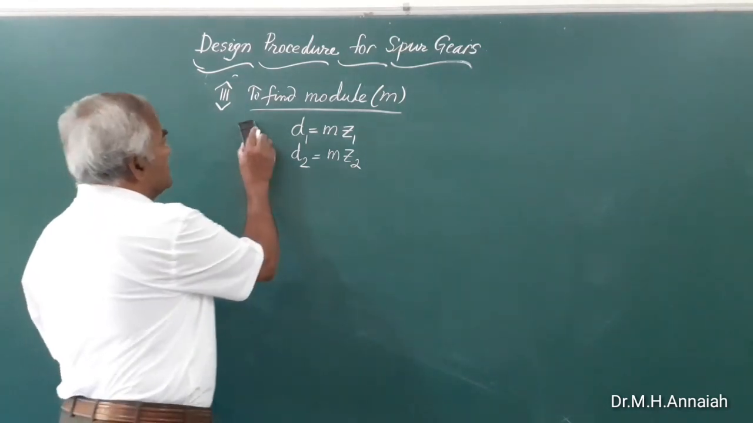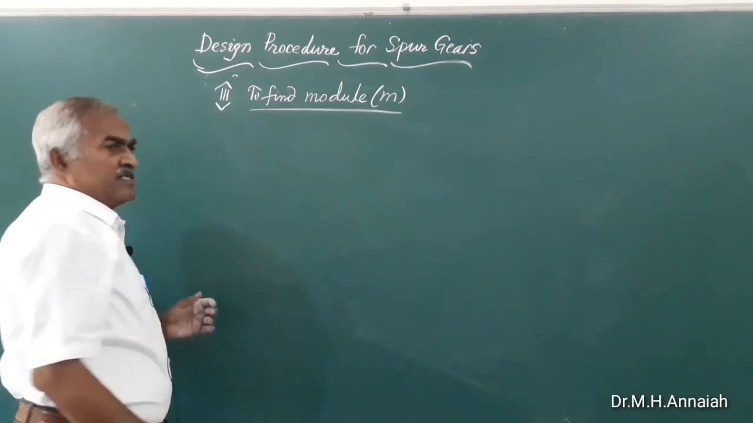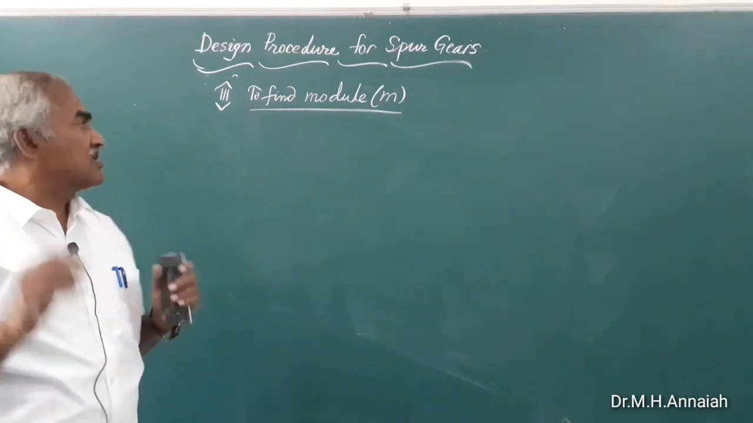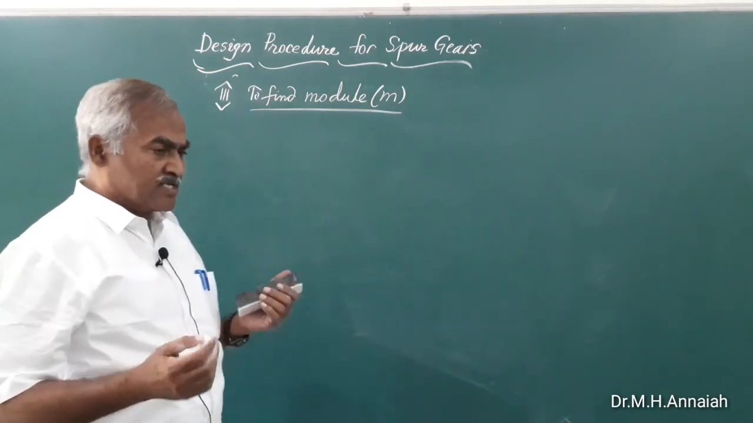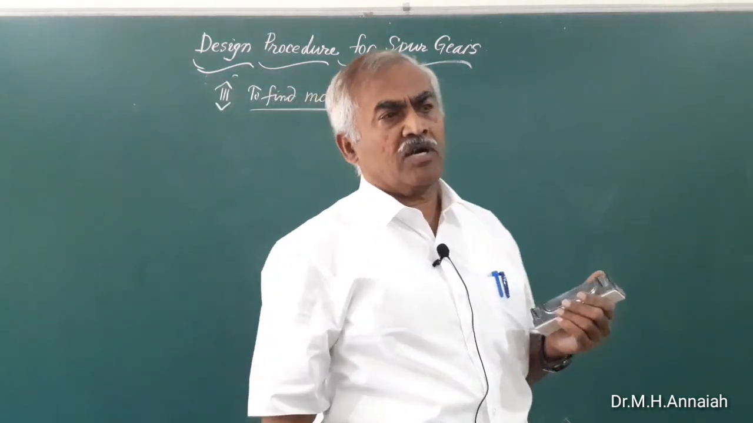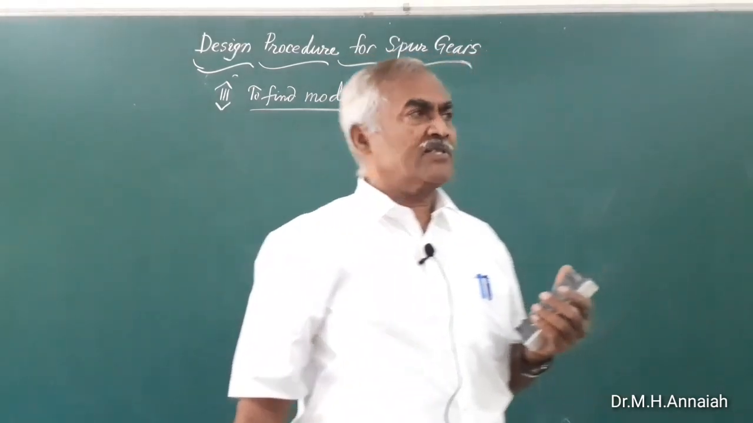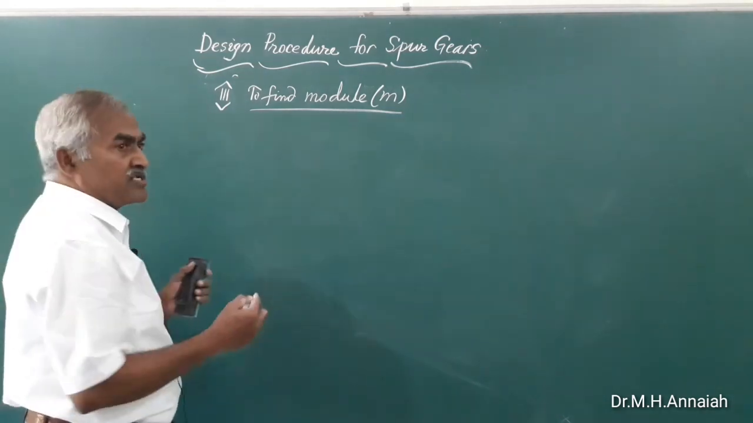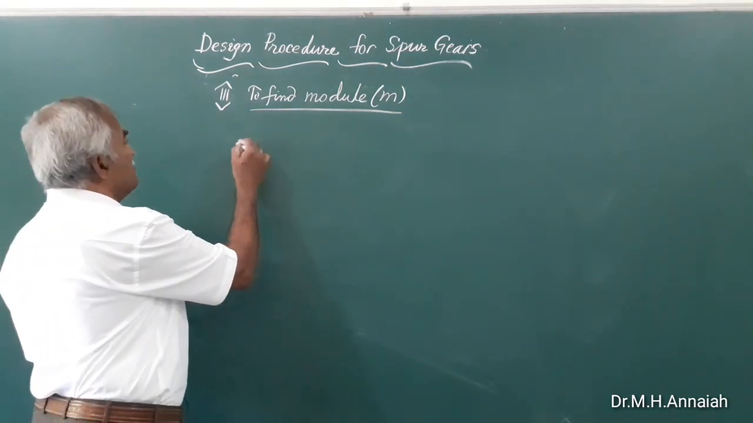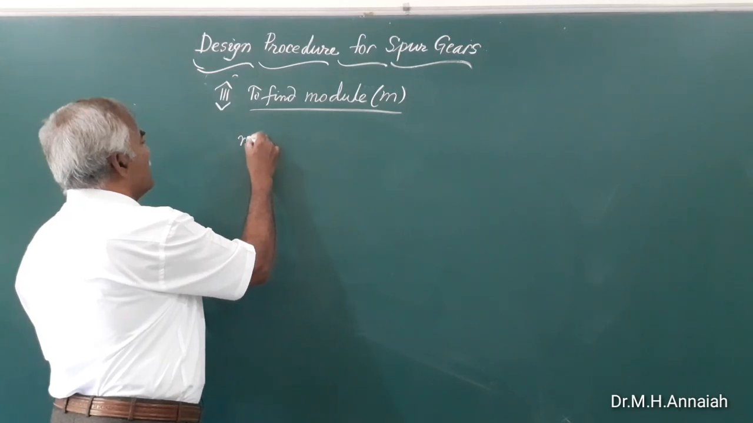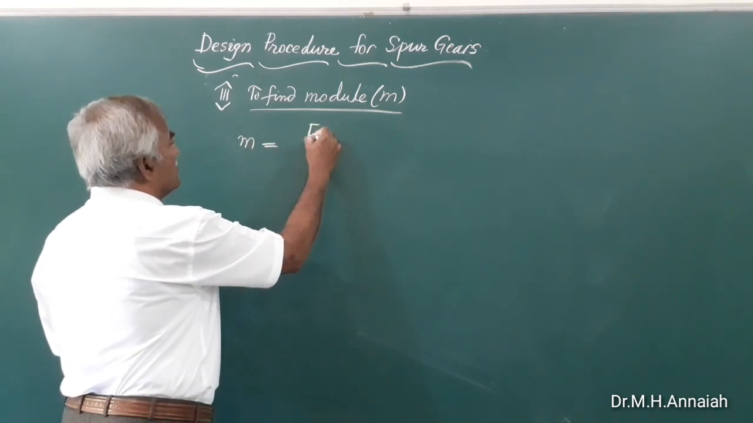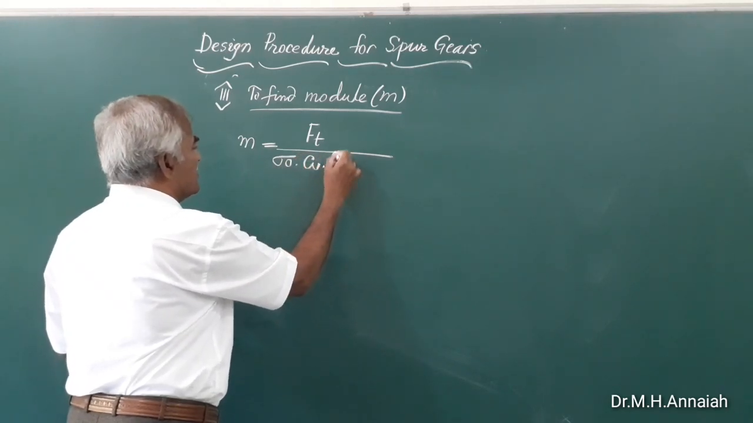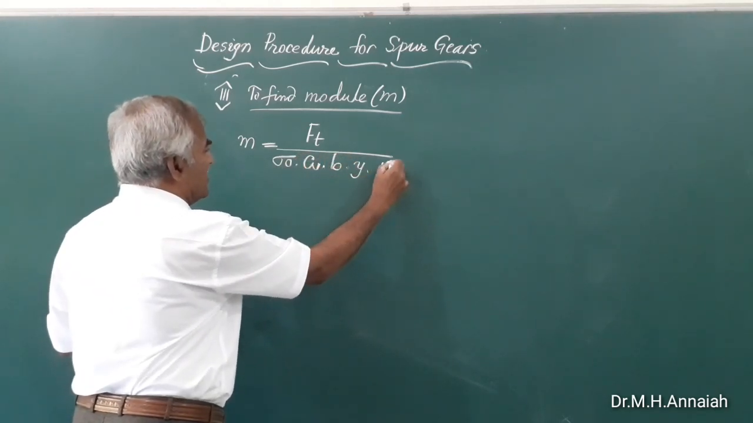Say friends, this particular step in the design procedure carries maximum marks. To find out this module, we have different formulae, and the one that is commonly used is the Lewis equation. That is a modified form, given by the formula: small m, module, is equal to Ft divided by sigma naught into Cv into B into Y into pi.